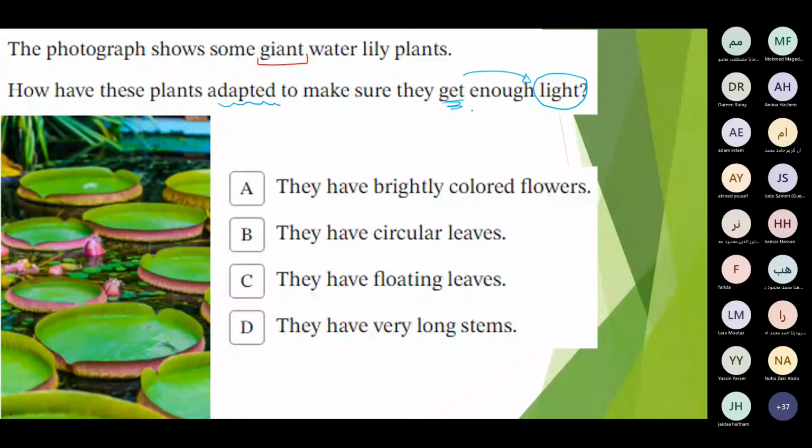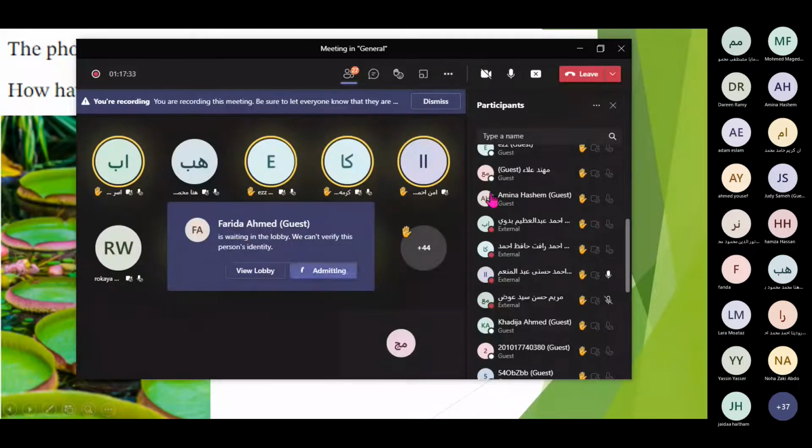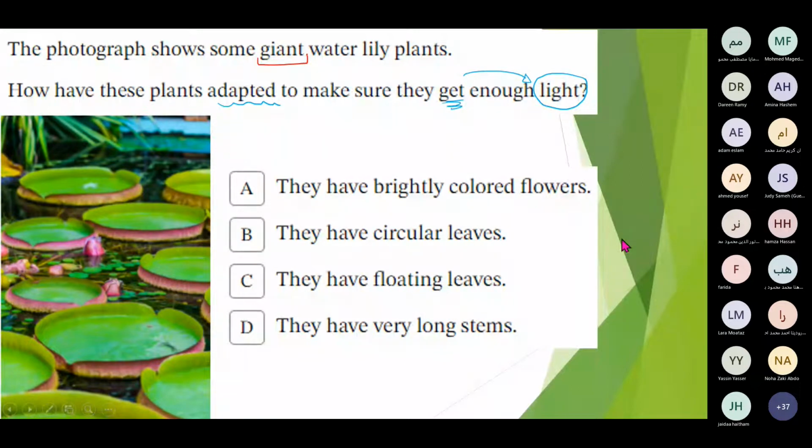What adaptation do these lily plants have that can make them have enough light? What do you think? Wait a minute. The options: They have brightly colored flowers. They have circular leaves. They have floating leaves. They have very long stems. Let's think and think aloud. Letter A.